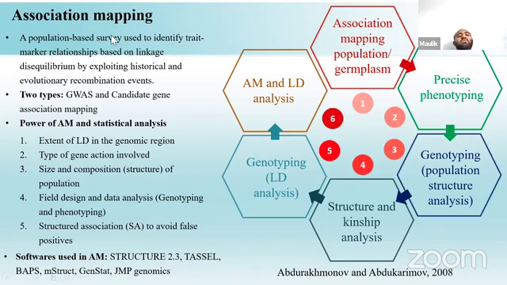Association mapping is a population-based survey used to identify trait-marker relationships based on linkage disequilibrium by exploiting historical and evolutionary recombination events. These are the tools and advantages over linkage mapping. Association mapping involves population and germplasm, precise phenotyping, genotyping, structure and kinship analysis, LD analysis, and association mapping.